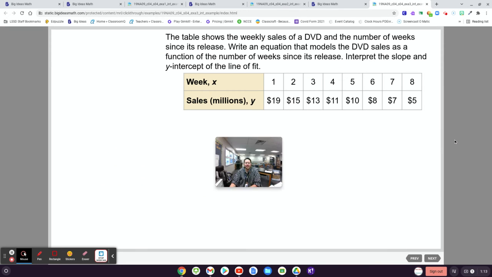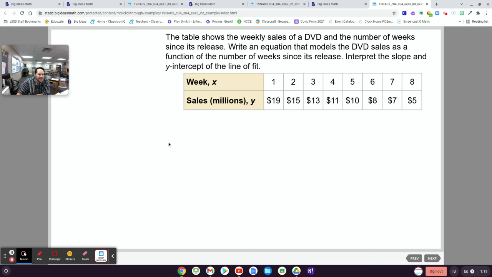All right, so we have this table of DVD sales. This is slightly outdated, apparently. No one buys DVDs anymore. Write an equation that models the DVD sales as a function of the number of weeks since its release. This one is not directly linear, as we'll see. That's why we do the line of fit.